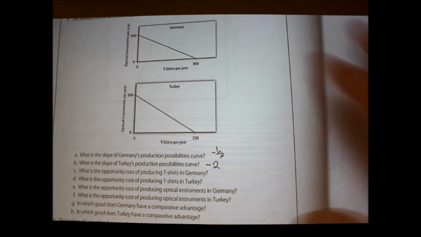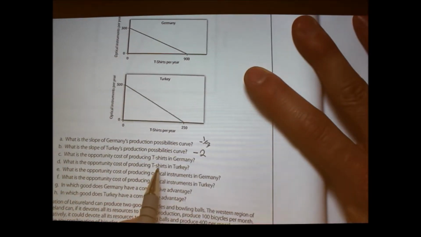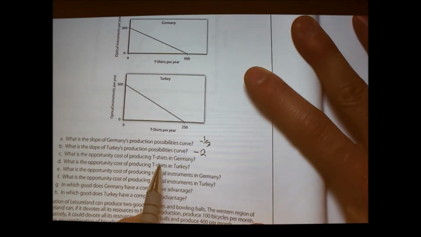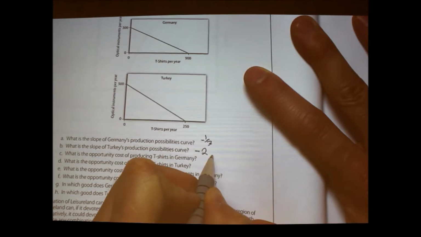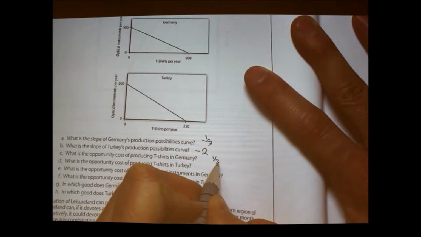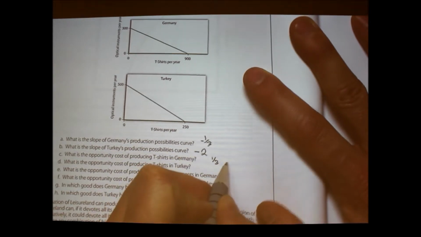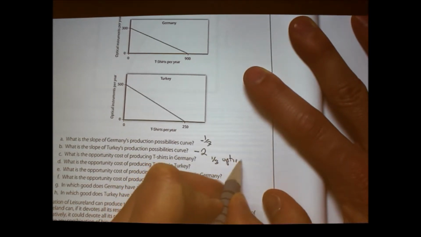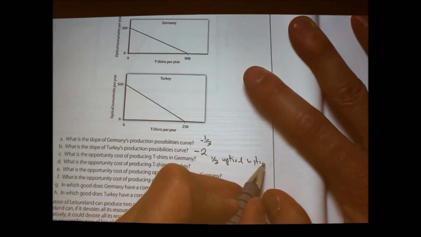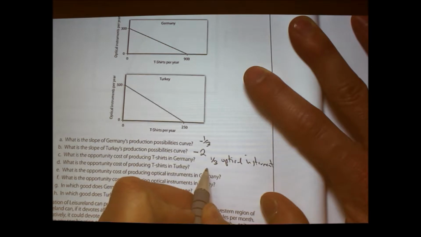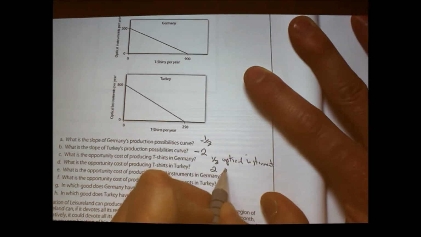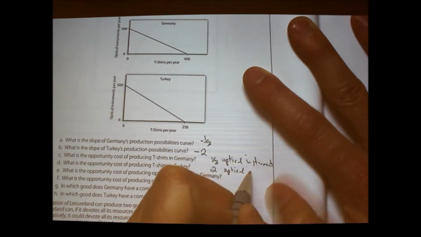So the opportunity cost of producing t-shirts in Germany is 1/3 of an optical instrument. This is a better answer. And in Turkey, it is 2 optical instruments.